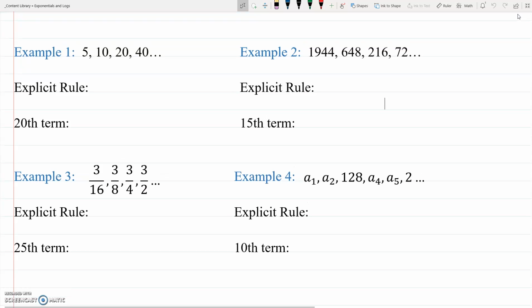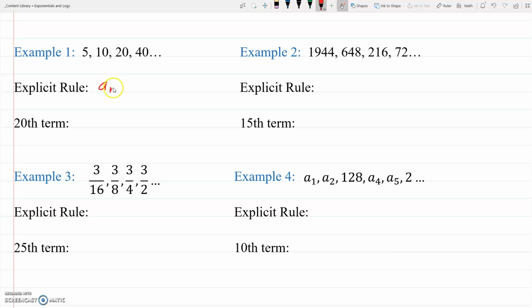All right, in this problem, we started easy. I got 4 whole examples here, which might be too much, but I started easy, and then we'll work our way up and make it harder. In example 1, I think the common ratio is pretty easy to see. We're just figuring out what it's multiplying by each time. 5 times 2 is 10. 10 times 2 is 20. 20 times 2 is 40. So my common ratio is obviously 2. Also, the first term is super easy to find because you can see it. So I'm ready to write my explicit rule.